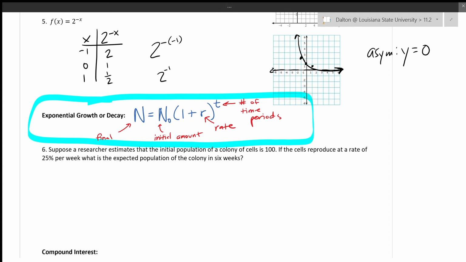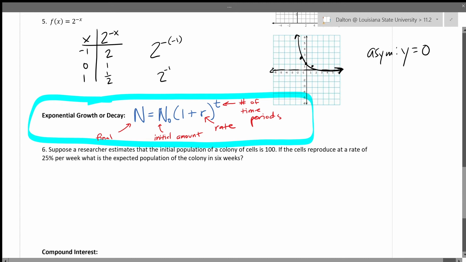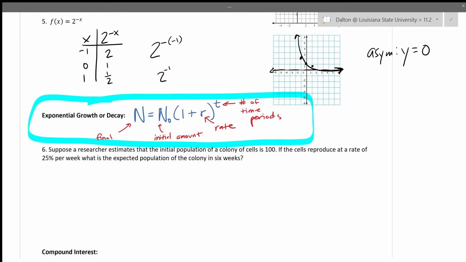Okay, so if we look at number 6, suppose a researcher estimates that the initial population of a colony of cells is 100. If the cells reproduce at a rate of 25% per week, what is the expected population of the colony in 6 weeks? So let's just go from left to right, substituting values in for our variables.